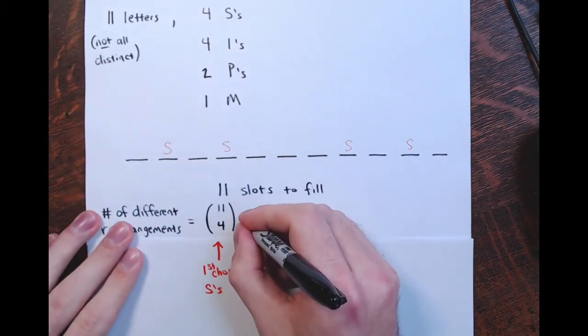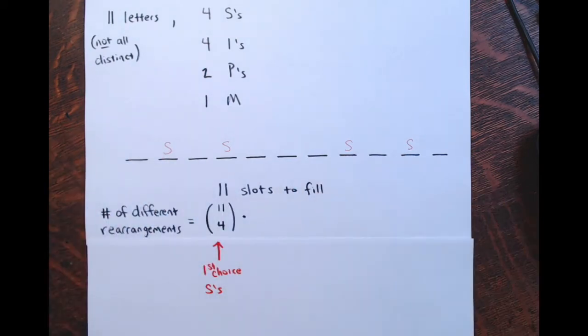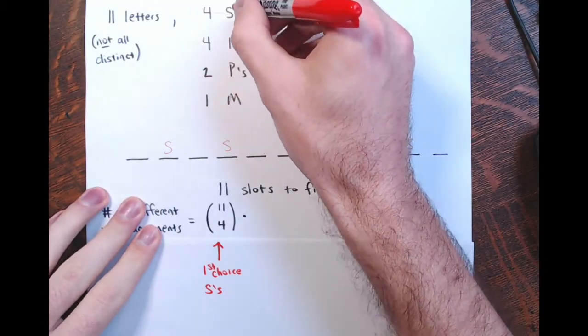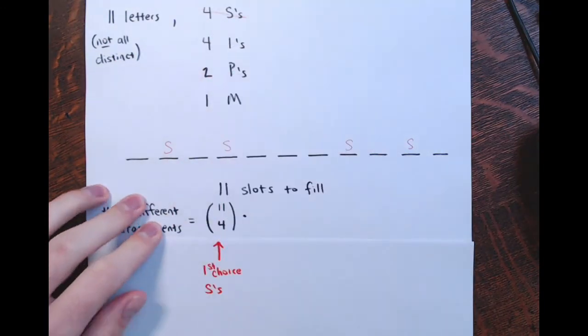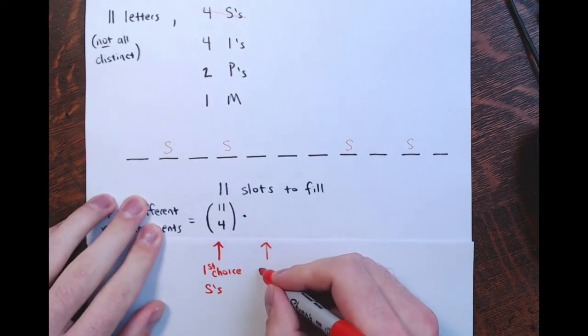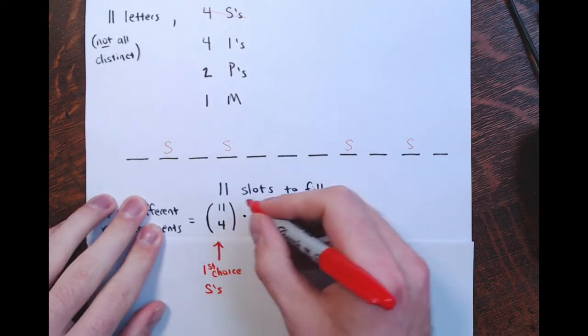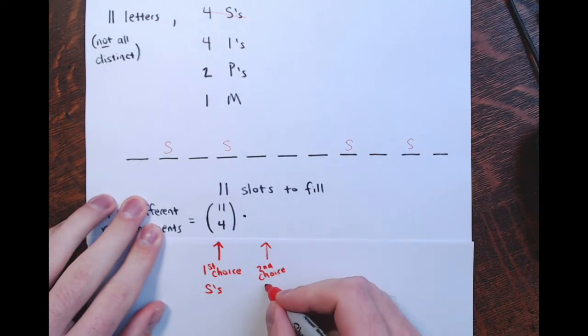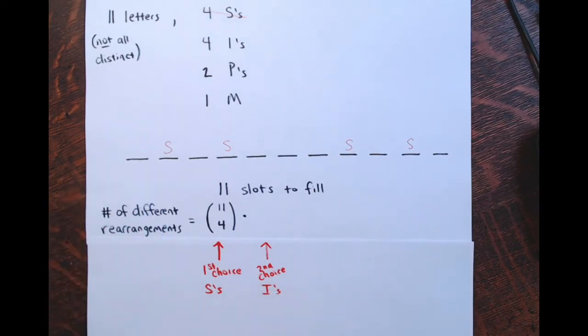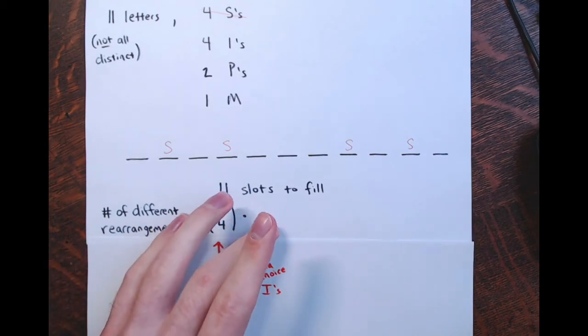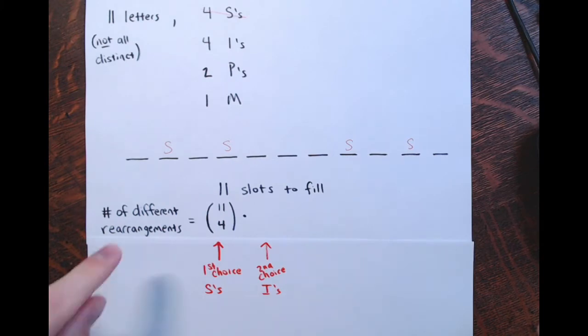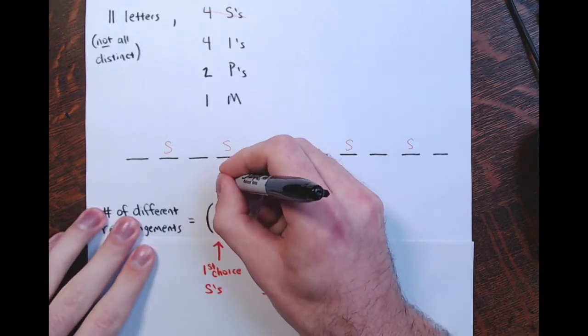Then the next choice. Now that I've selected where the S's have gone, done with the S's, how about I choose where the I's go? So the second choice, and again, just the product rule here. Second choice, the I's. Now, again, it's a generalized product rule where the number of ways one choice can happen depends on previous choices. If I've already laid down these 4 S's, now there are only 7 slots to fill.